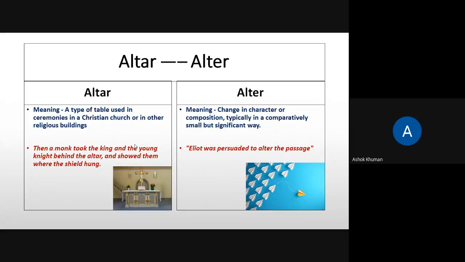So Eliot was persuaded to alter the passage. Now T.S. Eliot is a famous modern poet. He was born in America, then went to England and took the citizenship of England for a lifetime. He was a great critic and a poet who has written the very famous poem The Waste Land, which was published in the year 1922 with Ulysses by James Joyce. James Joyce was an Irish writer.